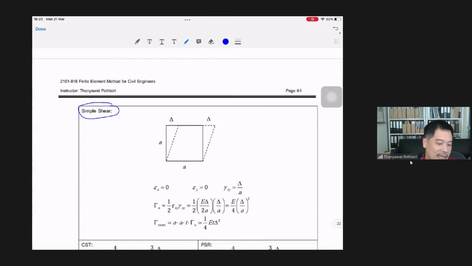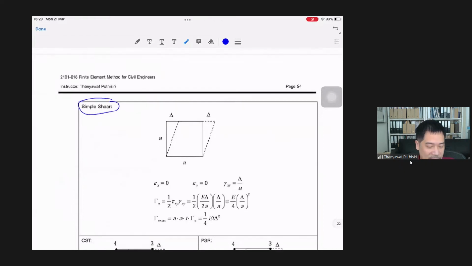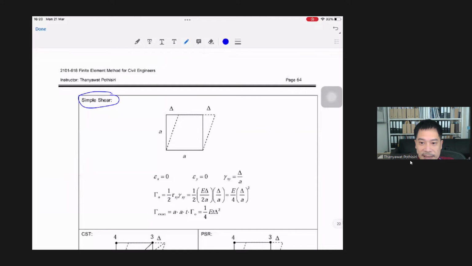All right, let's take a look at the simple shear problem. And for a simple shear problem, for the exact solution, the simple shear means epsilon x and epsilon y are zero. Okay, so you only have gamma xy like this. So again, you can compute the strain energy density function, right? Or the strain energy at each point within the structure by using this equation right here.